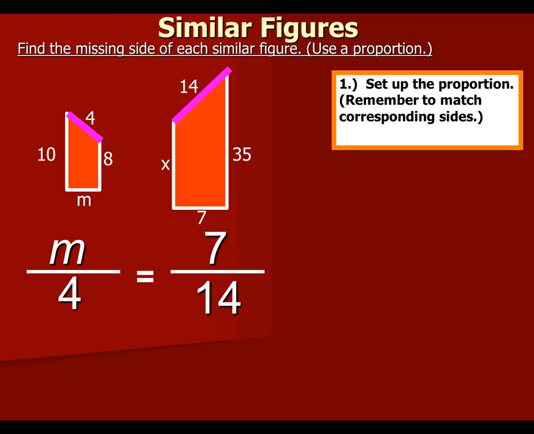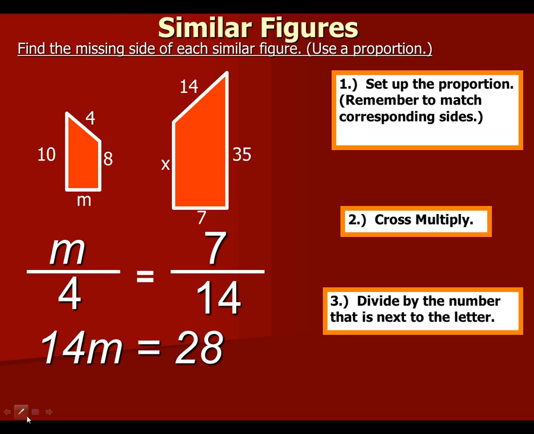Really, setting it up is kind of up to you, but whatever you do to set it up, make sure everything matches up. M matches up with 7. 14 and 4 match up with each other. It's got to be that way. If you don't set it up that way, you're kind of just guessing, or you're making it not work out right.